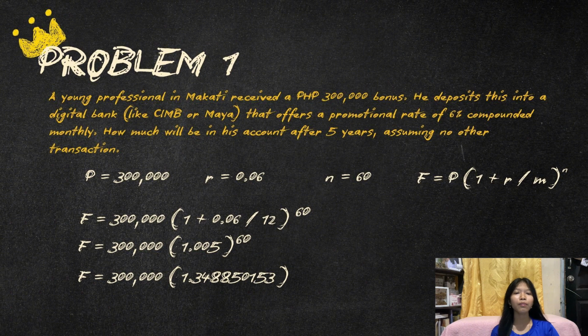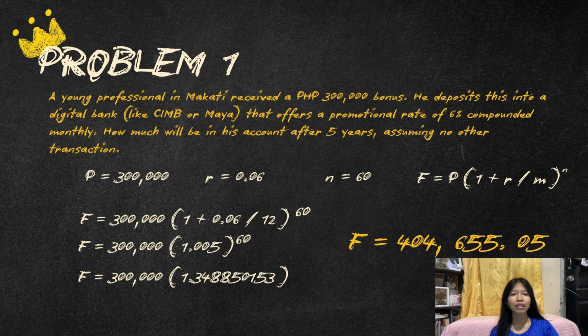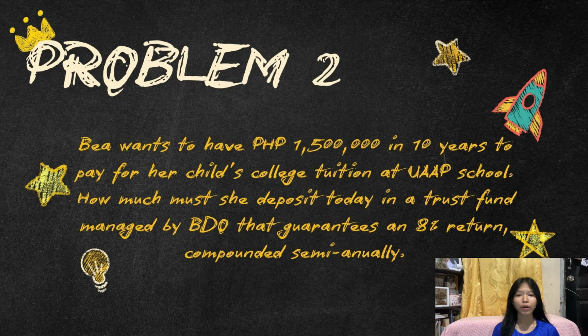1.348850153, and then multiply it by the present value, 300,000. That gives us the answer of future value, which is F equals 404,655.05.